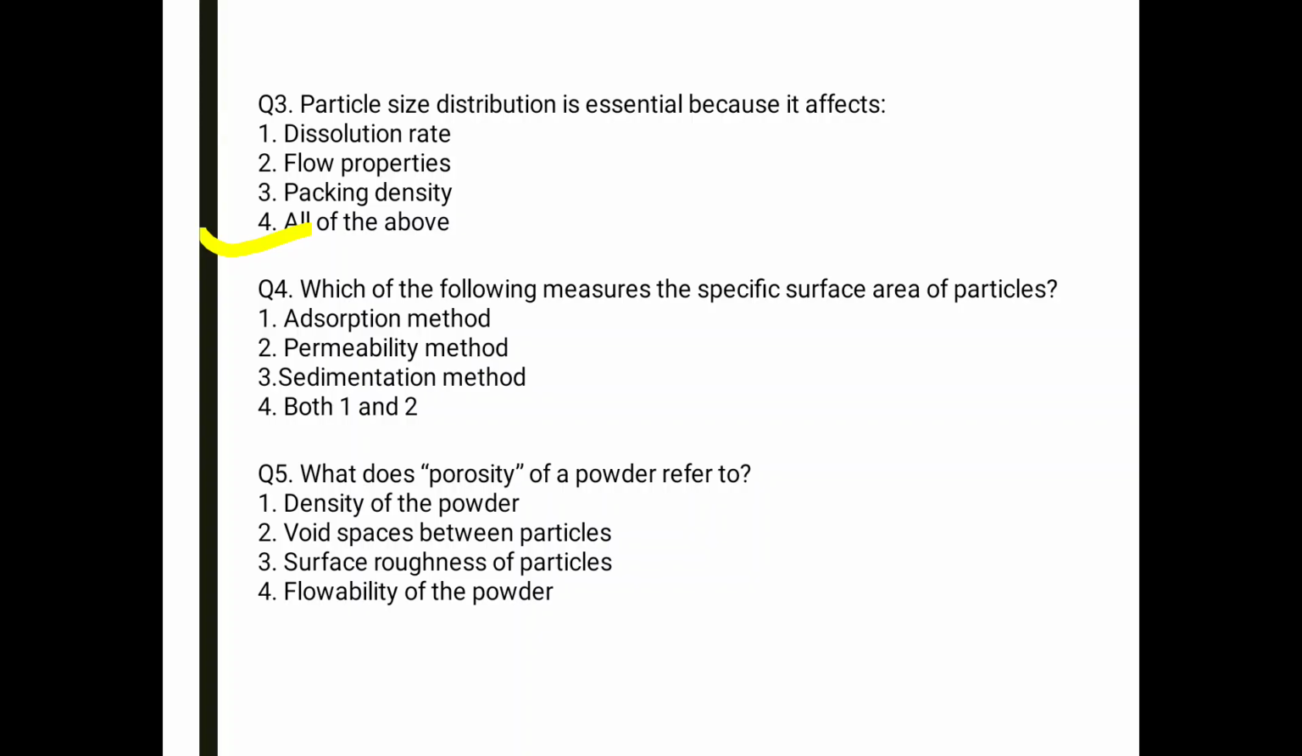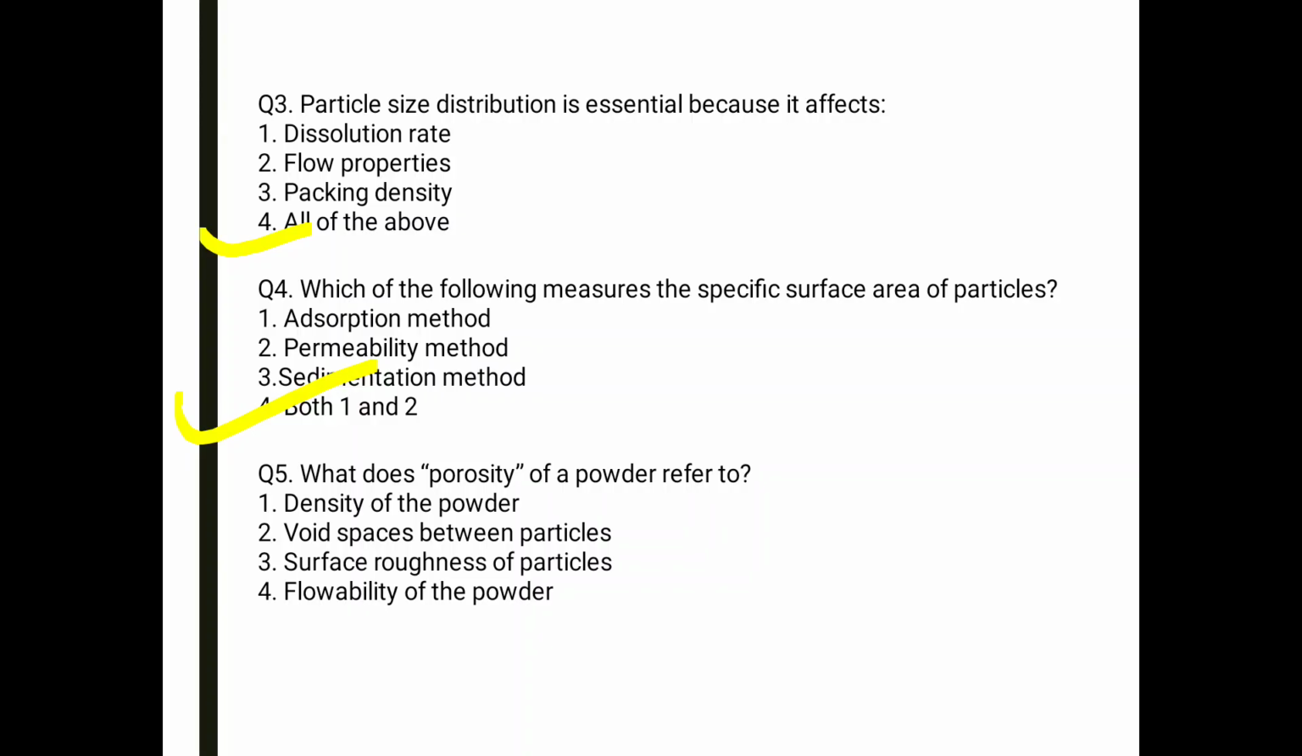Next, which of the following measures specific surface area of particles? First, adsorption method. Second, permeability method. Third, sedimentation method. So option 4 is correct. Both 1 and 2, adsorption method and permeability method, measure surface area of particles.